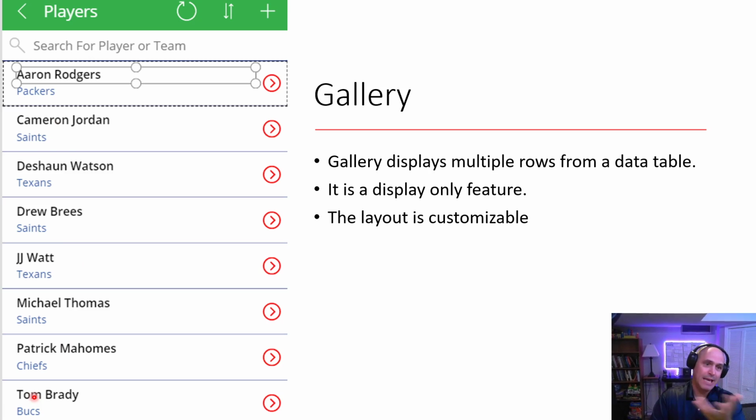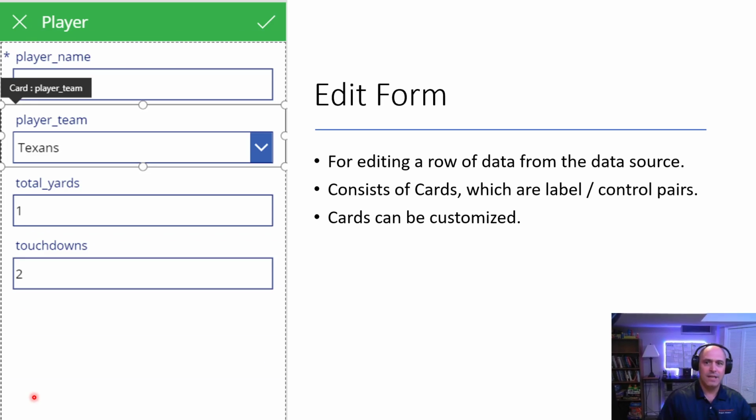It's, again, display only. So the edit form is the answer to where you got something in the gallery, you select it, then you end up here and you can go ahead and manipulate it. And each of these little elements that have label and value are cards. And the card is just a control pair of label and then the actual underlying control from the table.